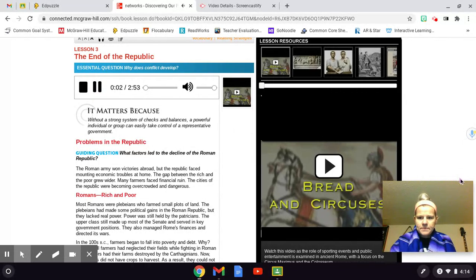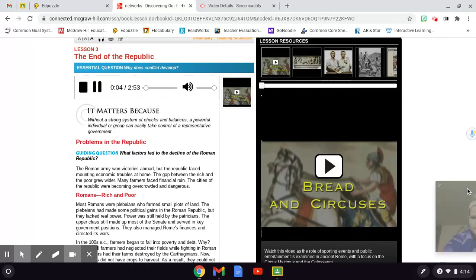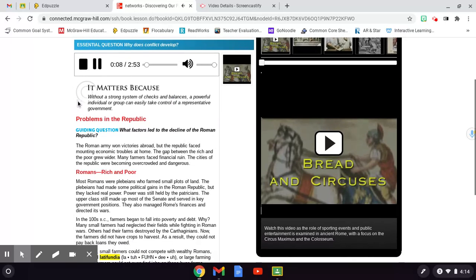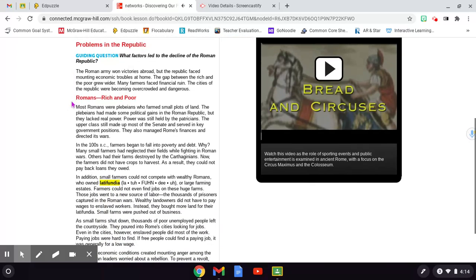Lesson 3. The End of the Republic. It matters because without a strong system of checks and balances, a powerful individual or group can easily take control of a representative government. Problems in the Republic. Guiding question. What factors led to the decline of the Roman Republic?